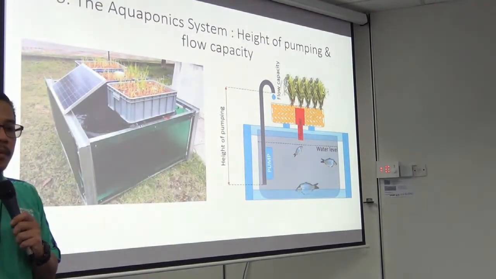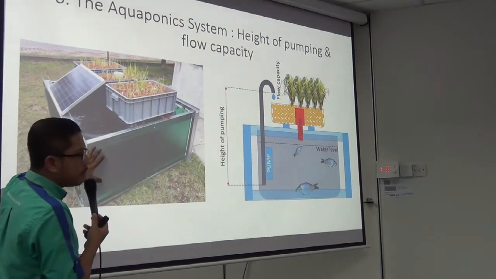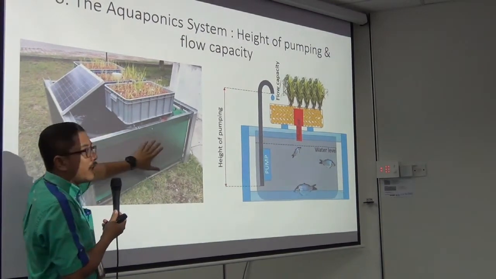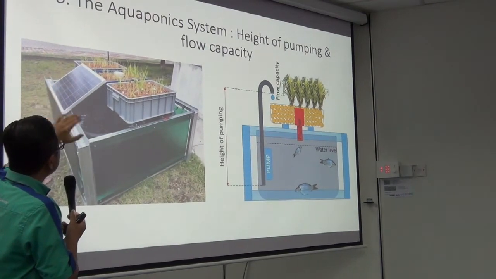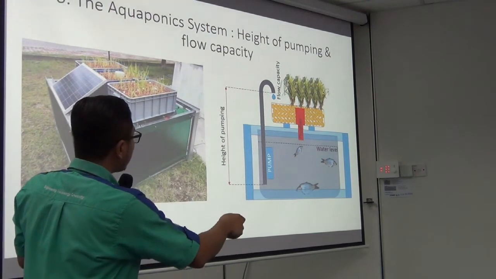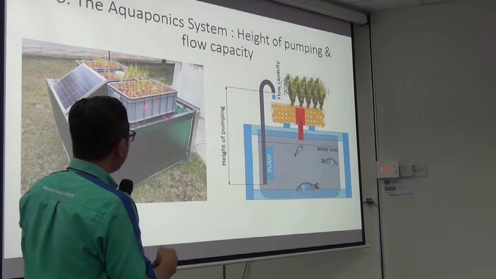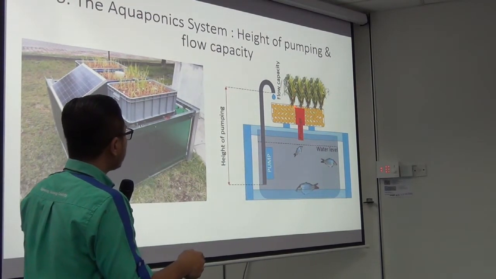So this is what the aquaponic system looks like. We have an aquarium, we have hydroponic. Hydroponic plus aquarium, we get aquaponic. And we install the solar panel, could be like this or any design that you desire. And this is the cross-sectional area of the device. So this is the hydroponic part.